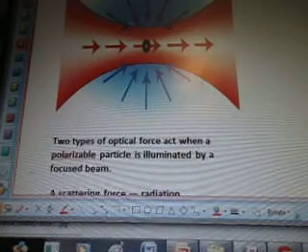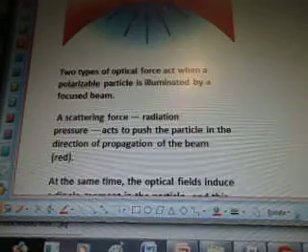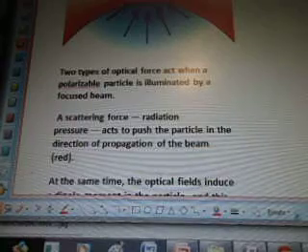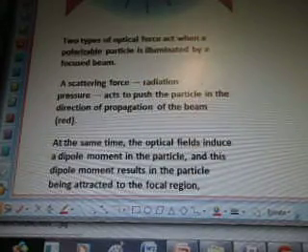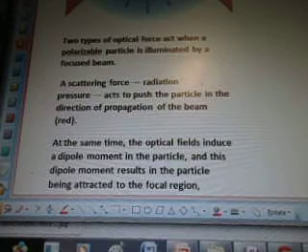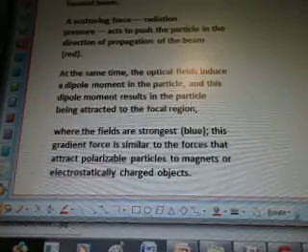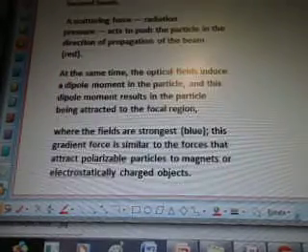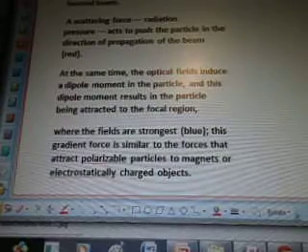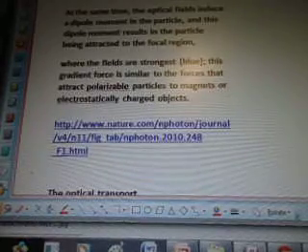Two types of optical force act when a polarizable particle is illuminated by a focused beam. A scattering force, radiation pressure, acts to push the particle in the direction of propagation of the beam, red. At the same time, the optical fields induce a dipole moment in the particle, and this dipole moment results in the particle being attracted to the focal region where the fields are strongest, blue. This gradient force is similar to the forces that attract polarizable particles to magnets or electrostatically charged objects. And that's from www.nature.com, and there's the link there that I got it from.